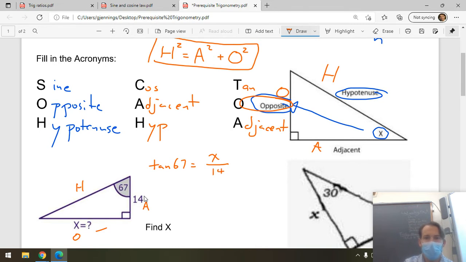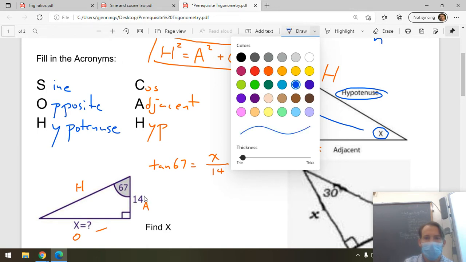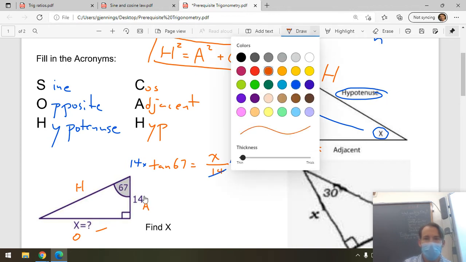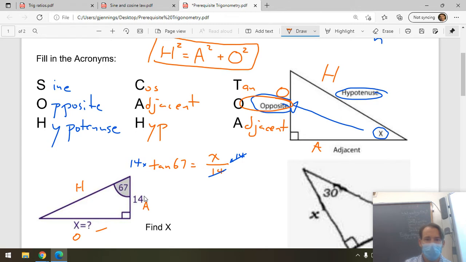Then with some inverse operations, I can multiply both sides by 14. The reason I would do such a thing is because here my unknown is being divided by 14, so I'll use the inverse of division, which is multiplication. That will cancel this and allow me to go ahead and solve for x.